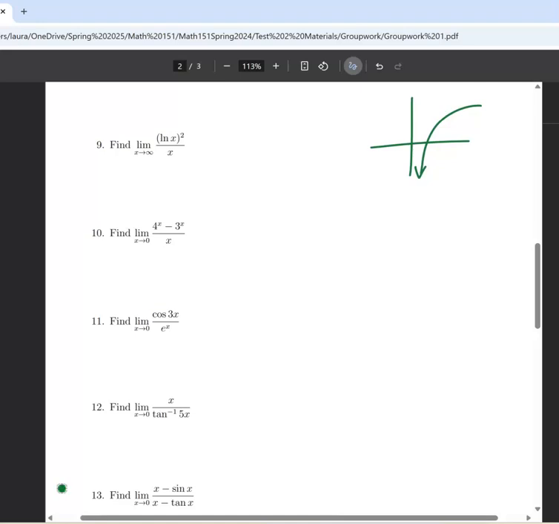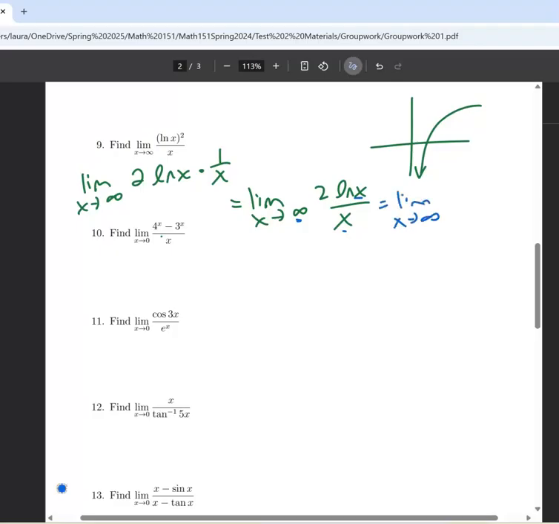Let's look at this one. If I put in infinity, I get infinity over infinity. So let's do L'Hopital. So I'll get 2 ln of x times 1 over x, doing chain rule, right? All over 1. Okay, I'm going to rewrite this as the fraction that it is. So I'll have 2 ln of x over x. Now what happens? If I put in infinity, I get infinity over infinity. All right, there we go. So that gives me 2 times 1 over x over a 1. Then I get 0.